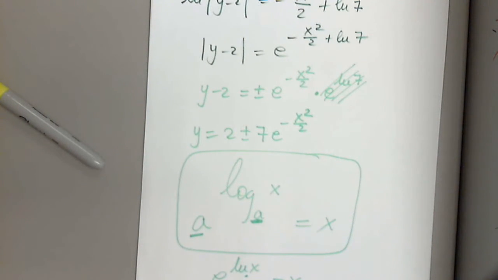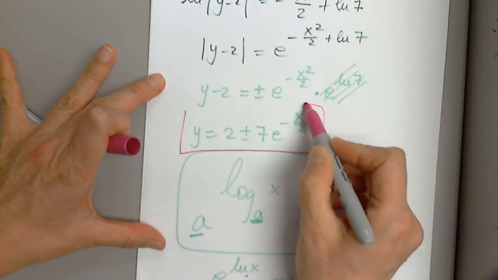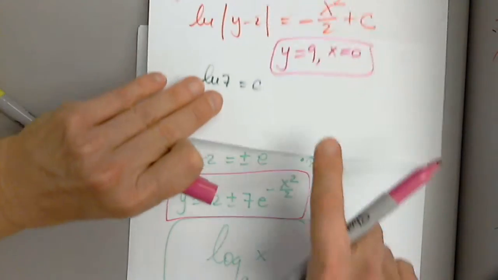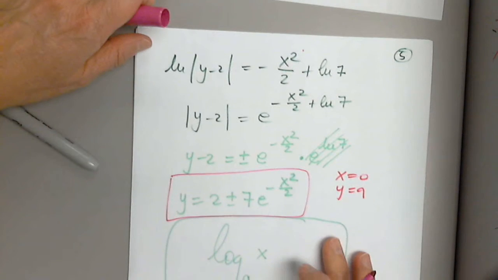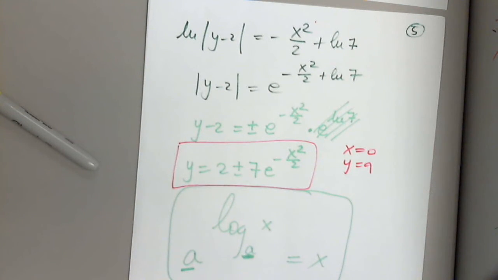Now, in this particular case, remember, this function has to fulfill the given condition. So when x is 0, y is 9. When x is 0, how much is e to 0? Now careful, the answer must be 9. Which of these two does not work? The minus. So you would have eliminated? I have to, because it doesn't fulfill the given condition.